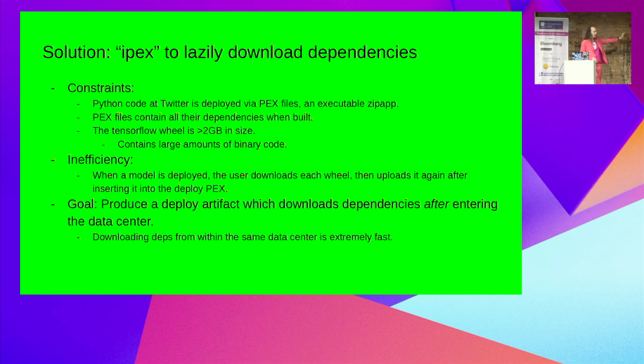So ideally, the goal was, and this is something that, again, Pavan pointed out to me, so that actually kind of clinched it, that if you can download dependencies within the data center, it's very, very fast. And that made sense to me, but that was not something that I particularly thought of.